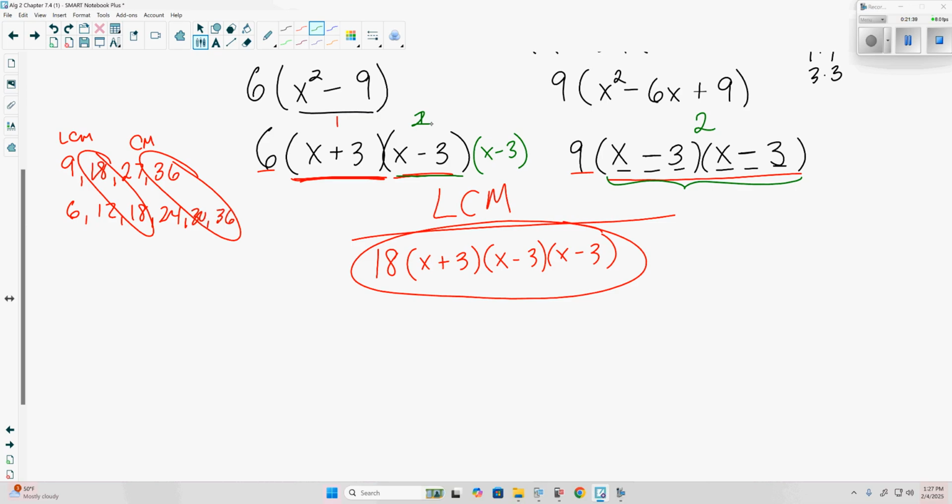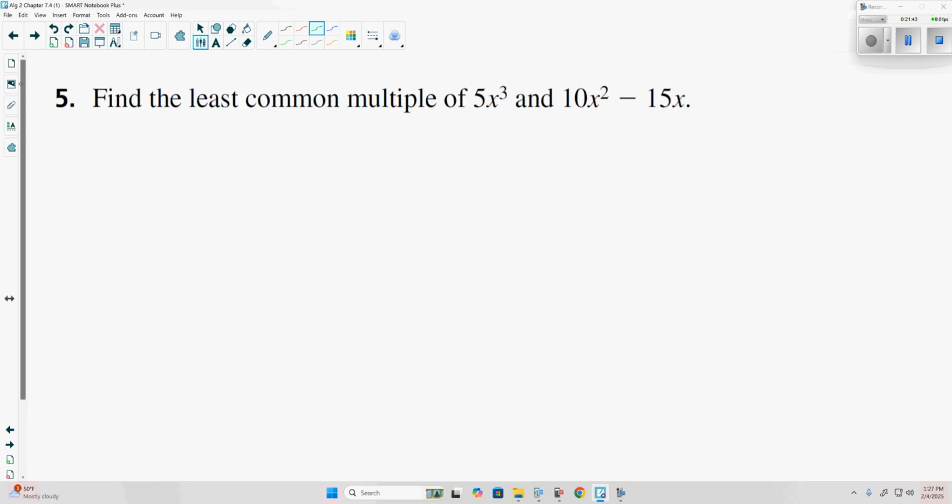Questions on this here? I don't want to say simple. I don't like simple or easy. But there's not a whole lot to this concept, but there is a lot to this concept all at the same time. So we're going to look at one more of these here, and then we're actually going to start adding and subtracting.